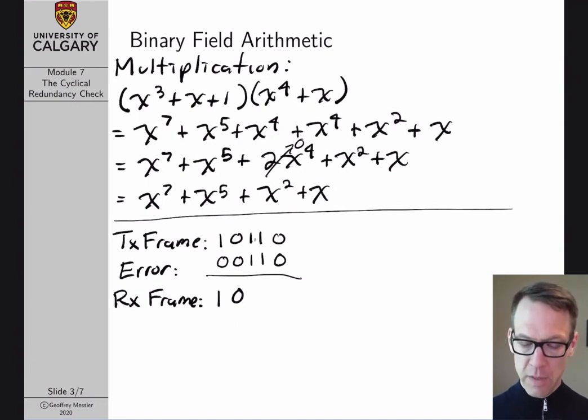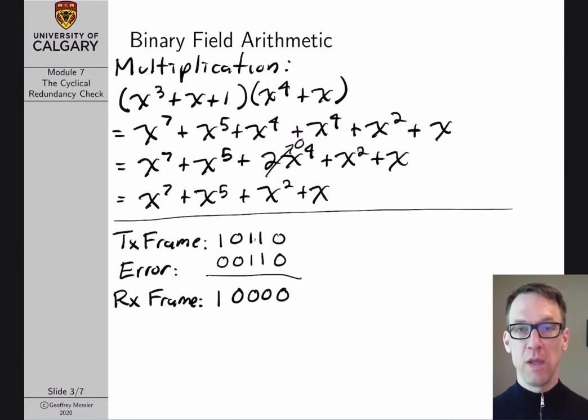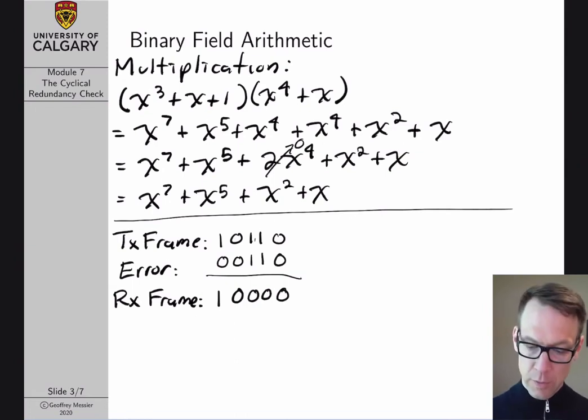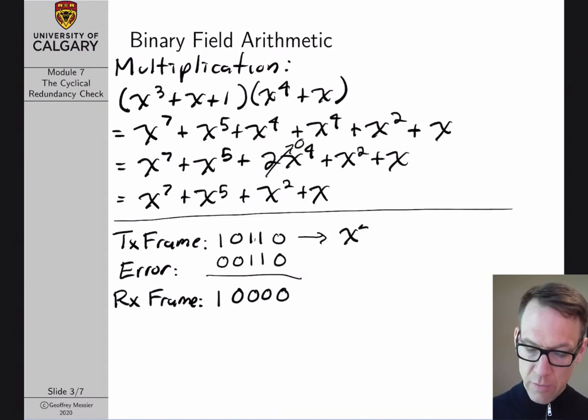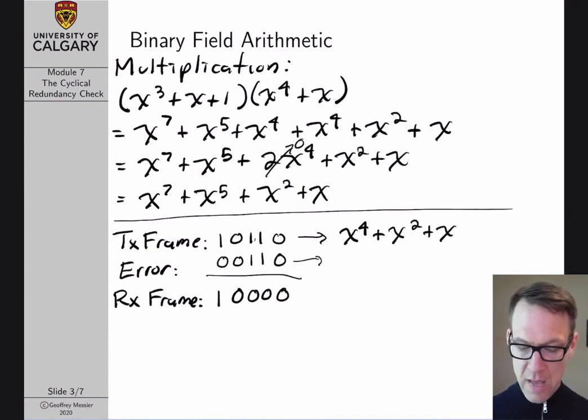The next two bits are flipped because of errors, and then the last least significant bit makes it through okay. As it turns out, this sort of exclusive OR error pattern works with polynomial addition as well. And so if we represent our transmitted frame using a polynomial, we have x to the fourth plus x squared plus x. And we can represent our error pattern as a polynomial x squared plus x.